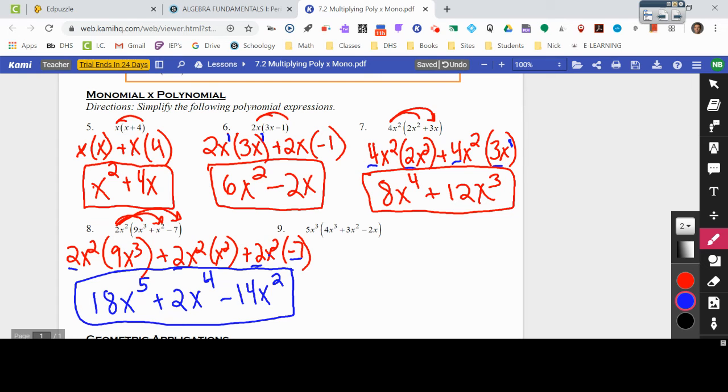All right, why don't you pause this video and try number 9, and then type in your answer on the Edpuzzle question here. And we will compare answers when we're done here. All right, let's see what you got here.